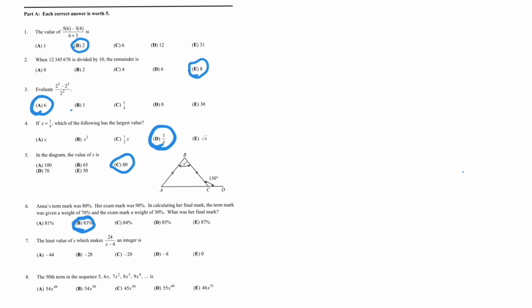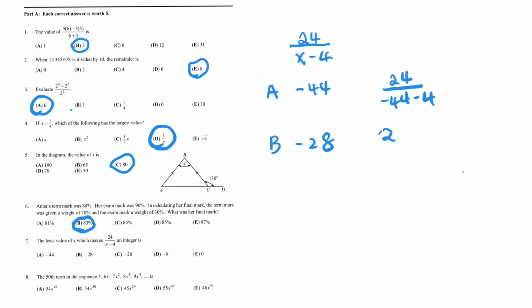Number 7. The least value of x which makes 24 over (x minus 4) an integer. Answer A is negative 44, so 24 over negative 44 minus 4 is not an integer, so not our answer. B is negative 28, so 24 over negative 28 minus 4 is still not an integer, because they ask for an integer, the least value of x.